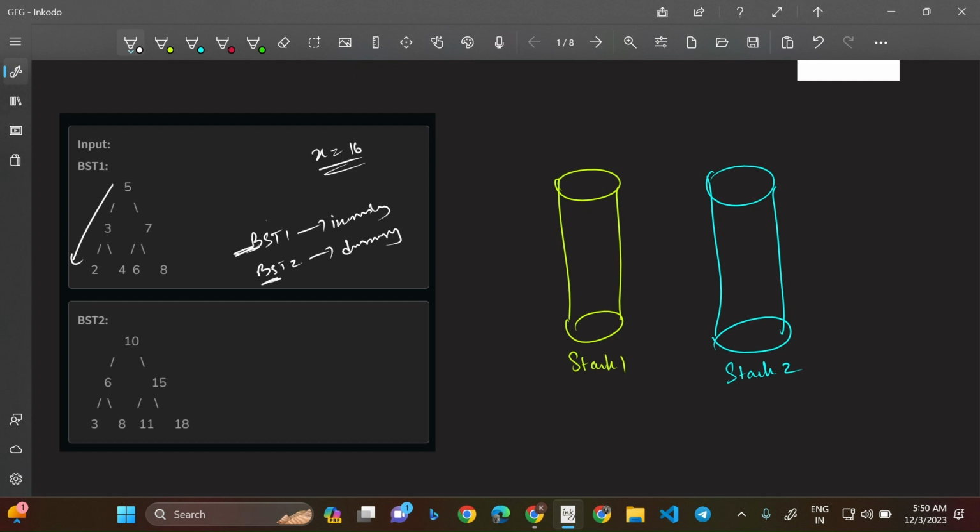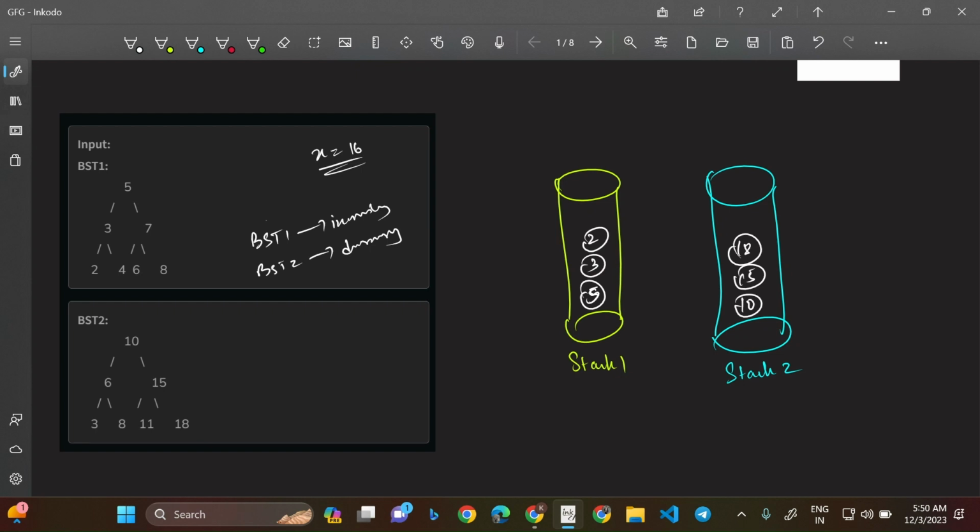So what do I mean by that? Initially I'll be storing 5 in the stack, and then I'll come to 3. I'll be storing 3 in the stack, and then I'll come to 2. I'll be storing 2 in the stack. Okay, so this is done. Now what about stack 2? In stack 2 I'll be storing first 10, and then 15, and then comes 18. This is what I'll be storing now. This is what I've done. This is what I've stored.